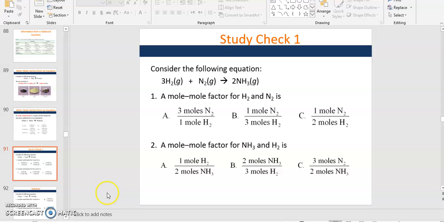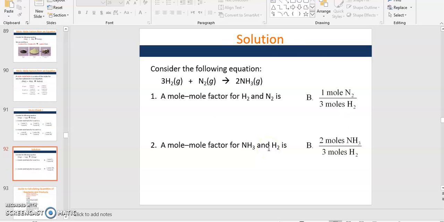If we go to the second question, it's between the hydrogen and the NH3. So we have to find 3 and 2 for hydrogen and NH3. This one has 1 H2, which is wrong because we have 3. Here, this one has 3 H2, which is right, and 2 moles of NH3, which is right. This one is right. This one is not correct because it's using 3 moles of nitrogen, and the question is asking about hydrogen, not nitrogen. So this is basically how to do it.